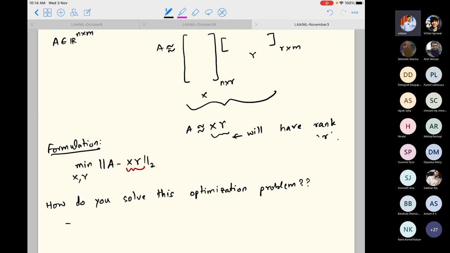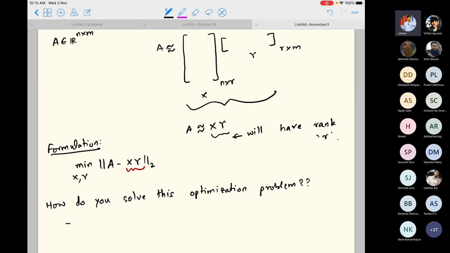And how many unknown entries in matrix Y are there? R times M. So how many decision variables are there strictly speaking? Not N times M. They are N times R plus R times M. Yes, R times M plus N. Correct. So that R times (M plus N) can be much smaller than the product MN if rank R is small. Do you agree? Yes, sir.